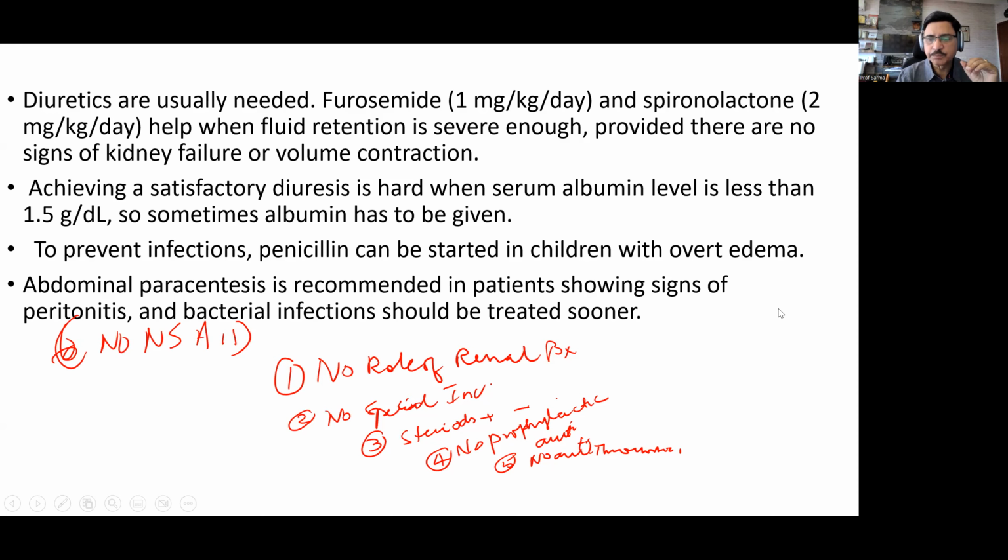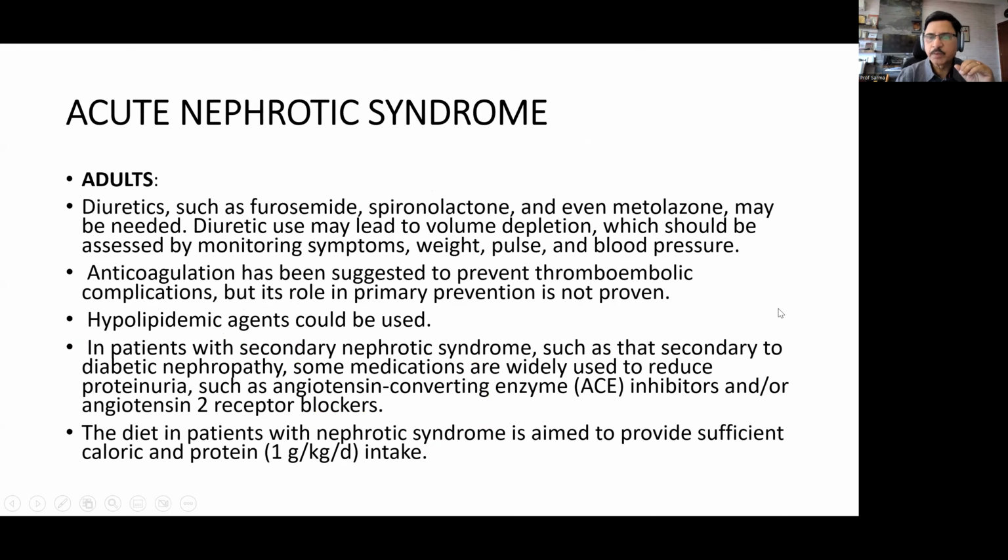Acute nephrotic syndrome in adults. Yes, the same diuretics, furosemide and spironolactone. In some cases, we use metolazone also.